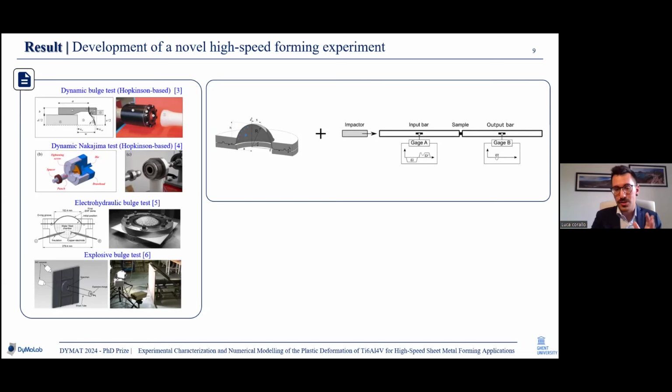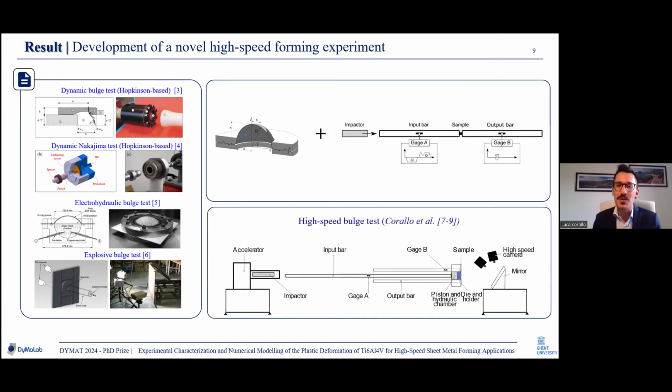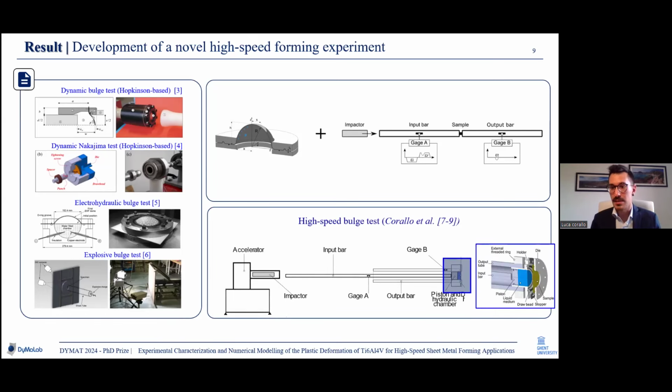Therefore, I solved this challenge, let's say, by the special configuration of the bars in my setup. Here you see the input bar, the hydraulic chamber at the end of the input bar, with a sample solidly clamped to an output bar, which in this case is a tube, and the input bar is inserted within the tube. This configuration, of course, leaves the sample surface accessible for the whole duration of the experiment, and we can implement DSC measurements, for instance.